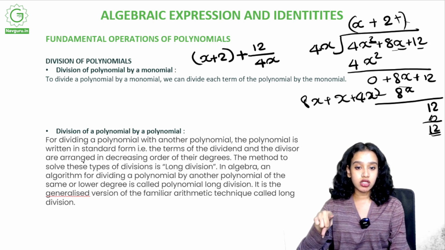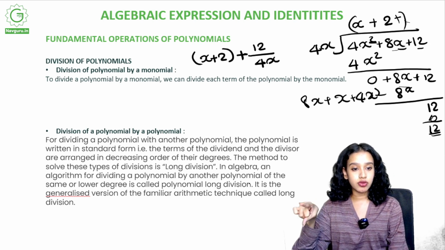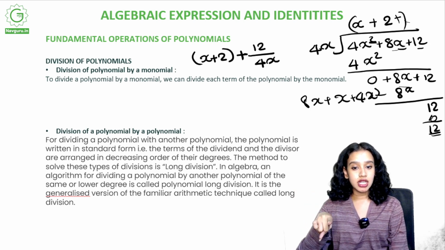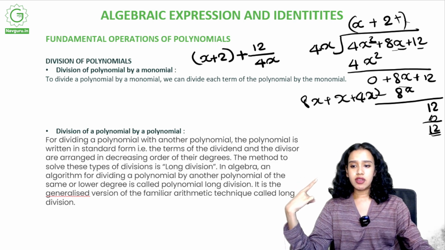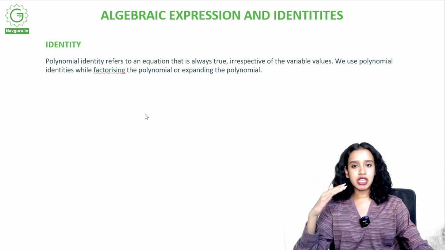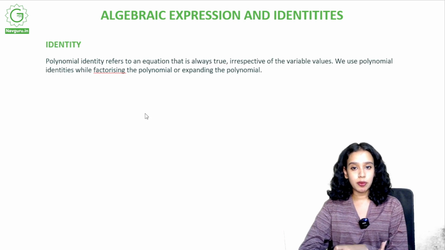In algebra, an algorithm for dividing a polynomial by another polynomial of the same or lower degree is called polynomial long division. It is the generalized version of the familiar arithmetic technique called long division. We have studied long division, right? So, it's basically the same thing in the algebraic way.